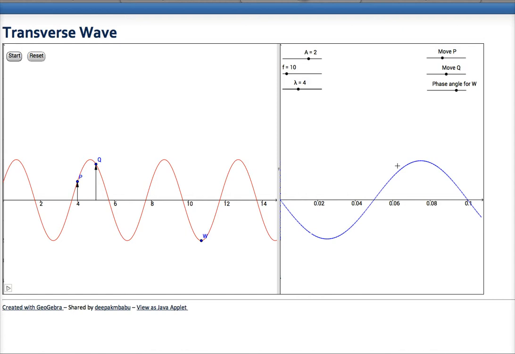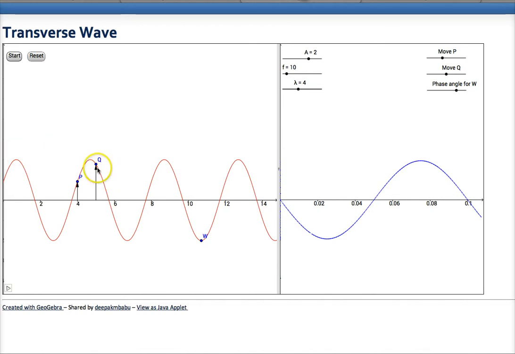Now, let's focus on the left hand side and let's make the following observations with respect to a transverse wave. The first observation is both P and Q move up and down. They do not move sideways. Okay, look at this wave front. It was somewhere here to start with, but the wave front itself has moved here. But P and Q have stayed in their original places. P is still at 4, Q is still at 5. Okay, so in a transverse wave, you have particles moving up and down. This is the first observation.